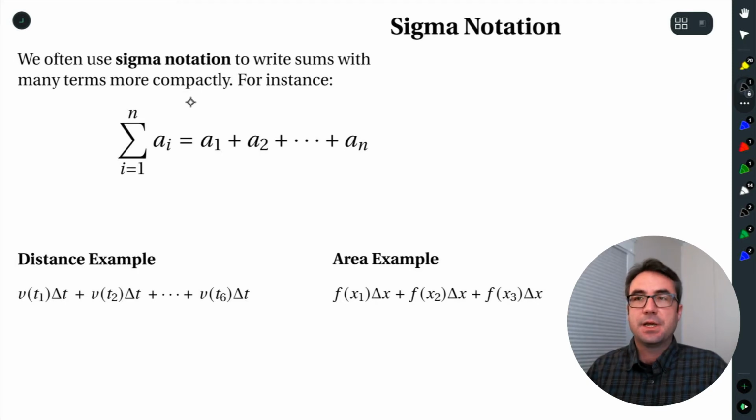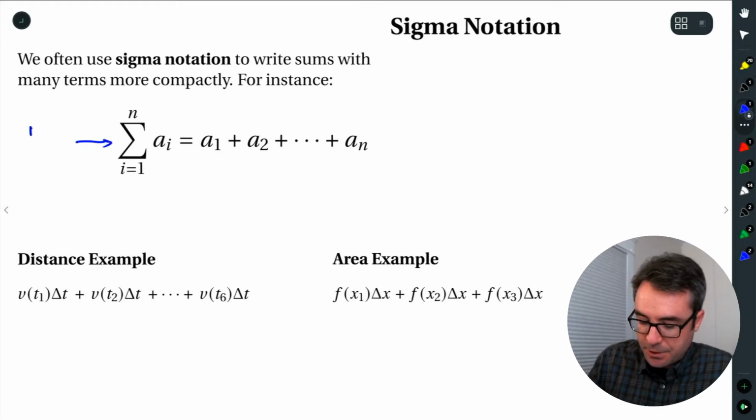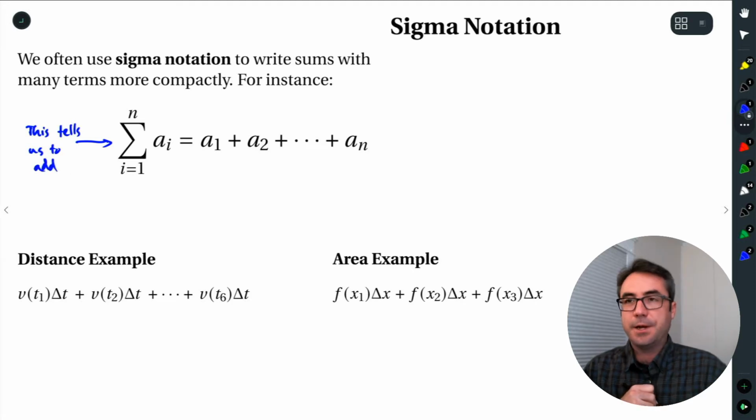Sigma notation gives us a way to write sums with many terms a bit more compactly. This is sigma. Think of it like a big plus sign. When you see a big sigma here, it means we're adding up a whole bunch of things. So that's probably the first thing to note. The sigma here tells us to add. Okay, so that's our sigma notation.